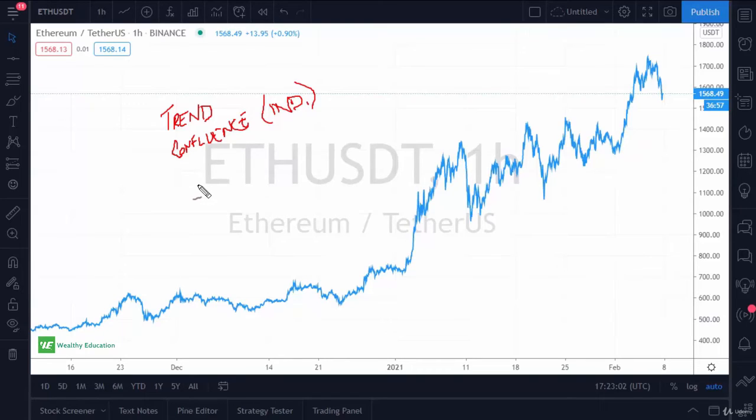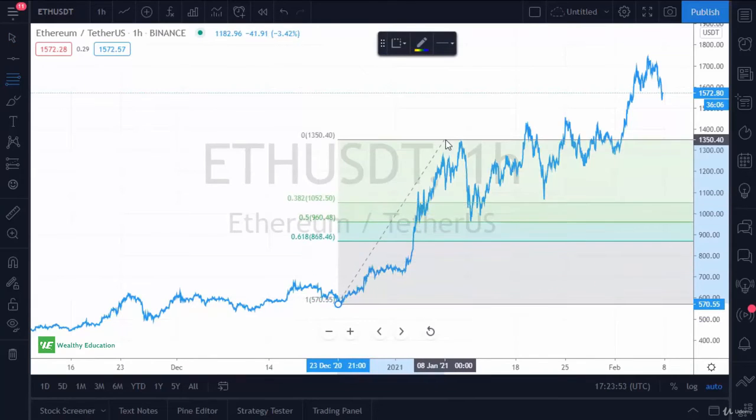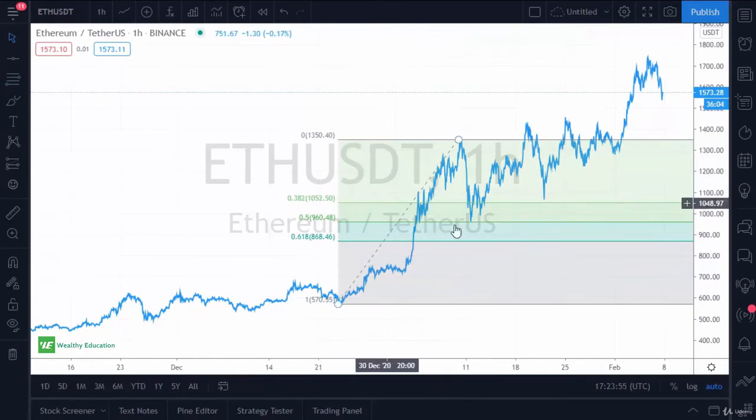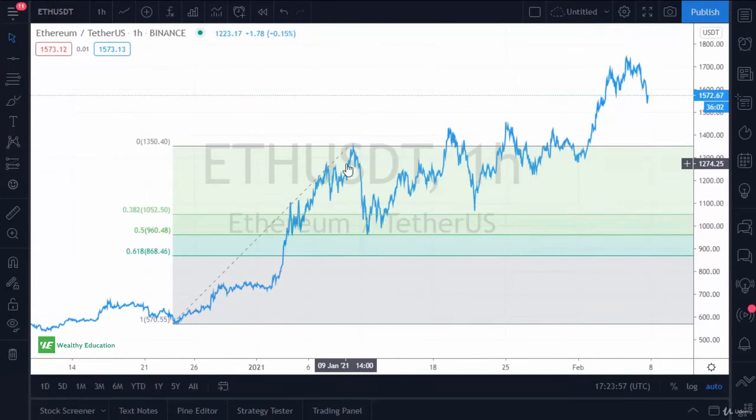And then, of course, you want to have a plan. You want to have a point where you say, that's it, I'm out. So let's talk about that. Here's a fib pullback to the 50% Fibonacci retracement level.